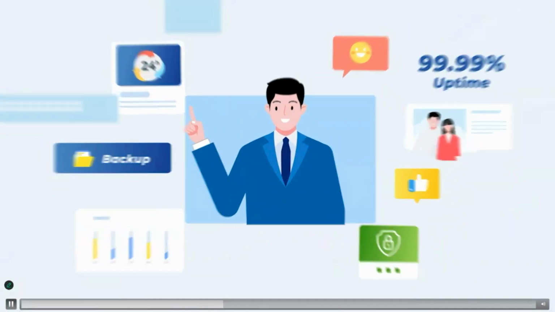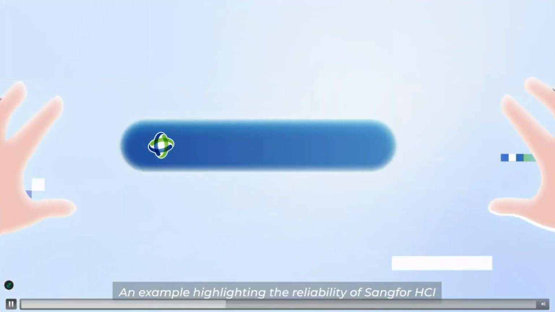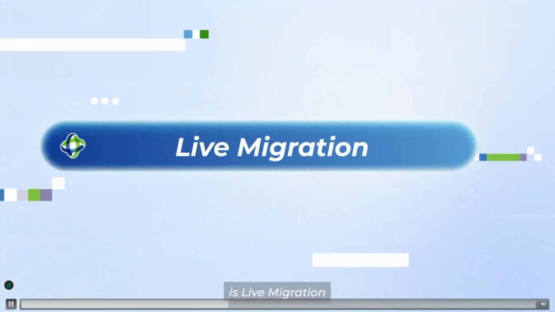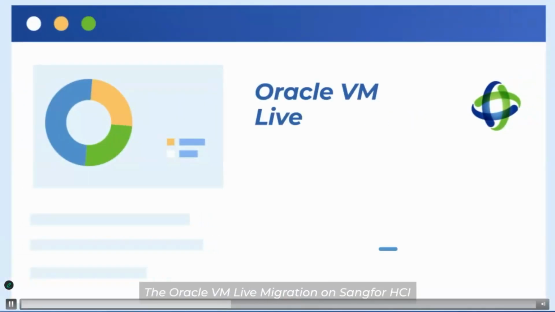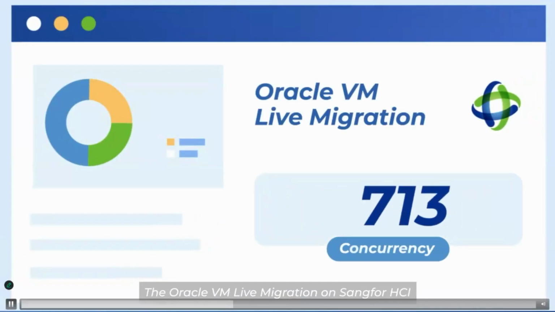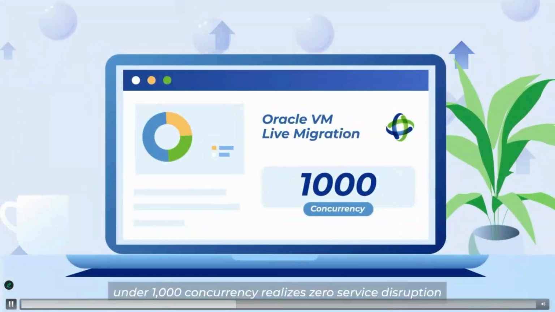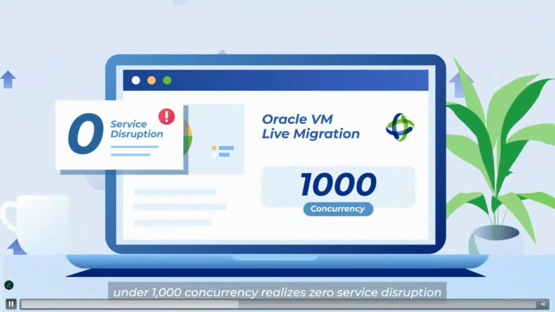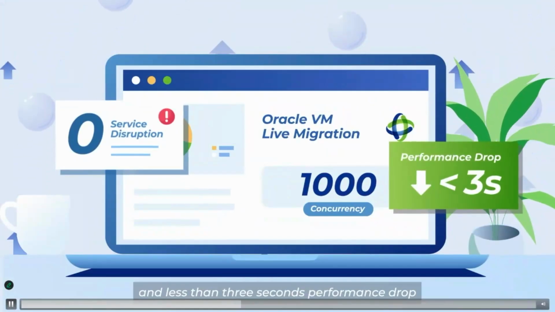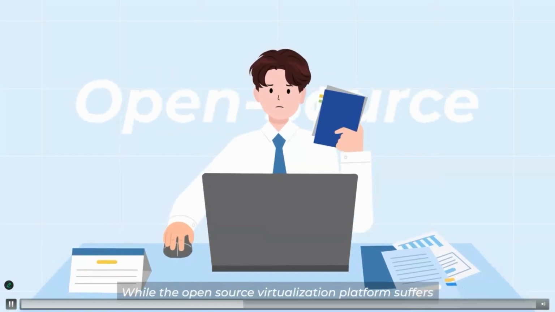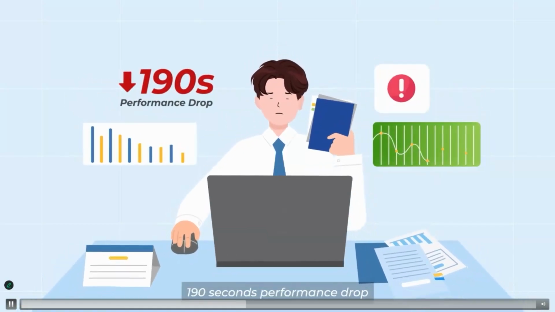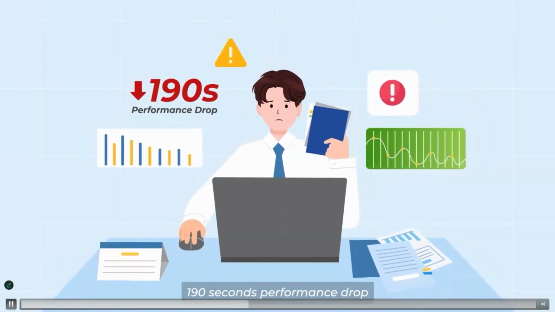An example highlighting the reliability of Sangfor HCI is live migration. The Oracle VM live migration on Sangfor HCI under 1000 concurrency realizes 0 service disruption and less than 3 seconds performance drop, while the open source virtualization platform suffers a 190 seconds performance drop and significant service disruption.